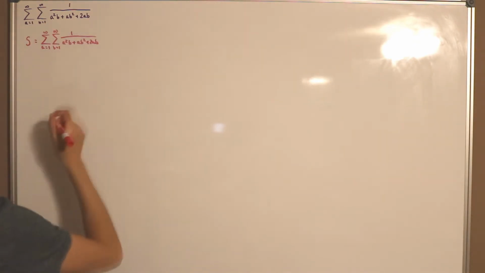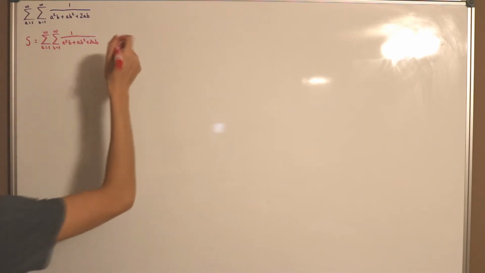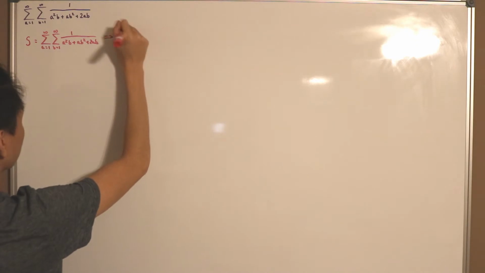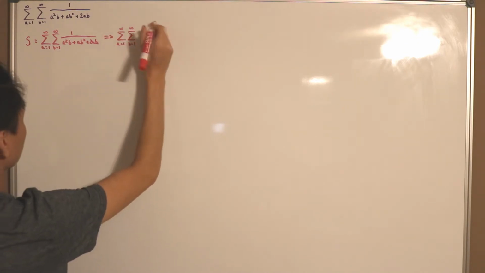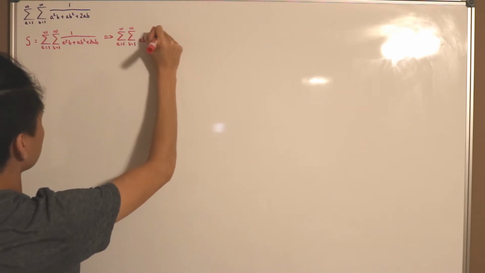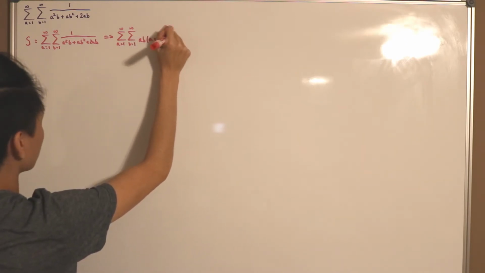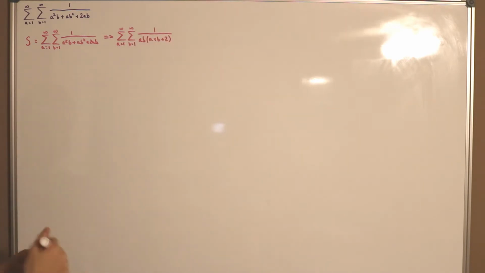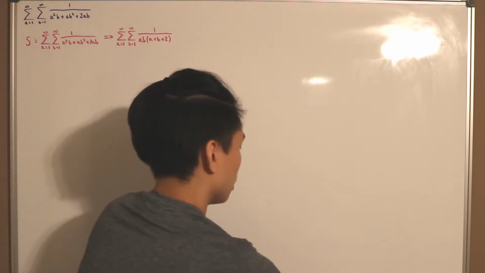Okay. And then I can actually factor out an ab from the denominator, so this can be rewritten. So this is a times b, then times a plus b plus 2, then its numerator is still 1. Okay, nice, so far so good.